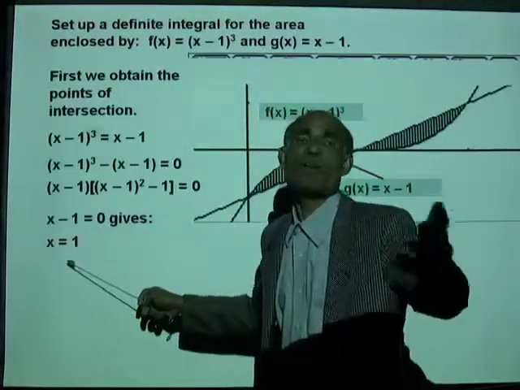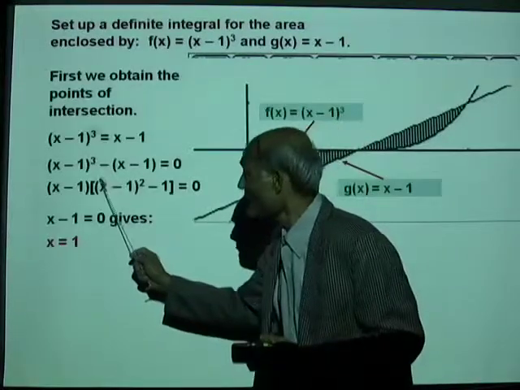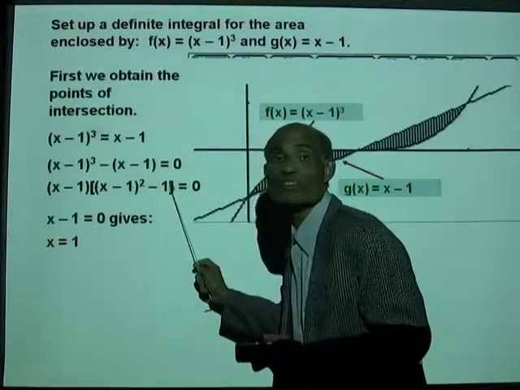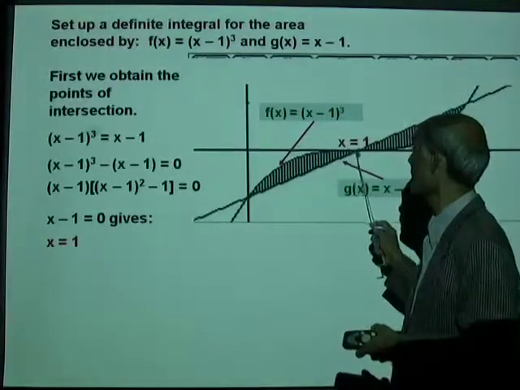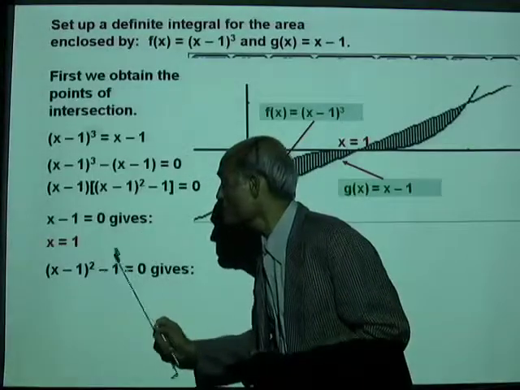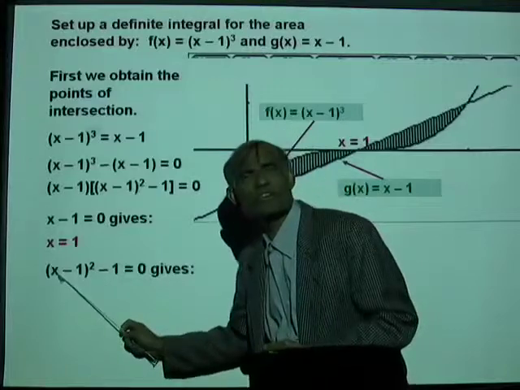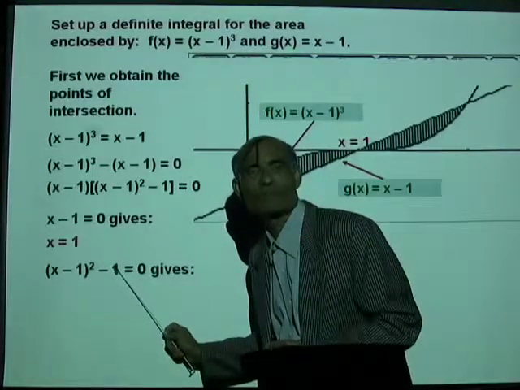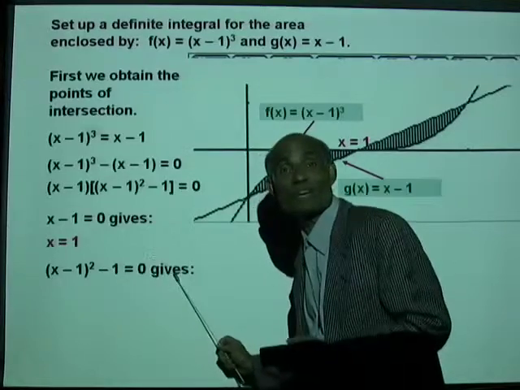X equal to 1, y equal to whatever that is. Now, to find the other points, we set the second factor to 0. This is x equal to 1, where they intersect. Now, x minus 1 to the power of 2 minus 1 equal to 0. Can you solve this one on your own? It's very simple. Take the negative 1 to the right side.